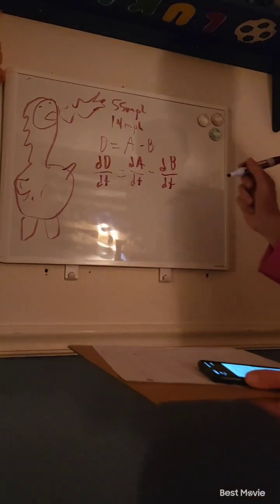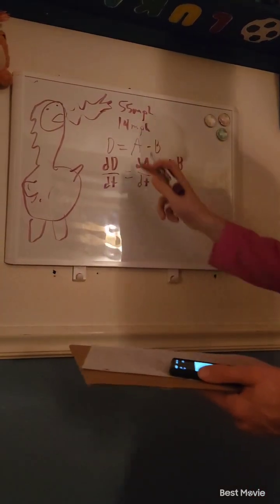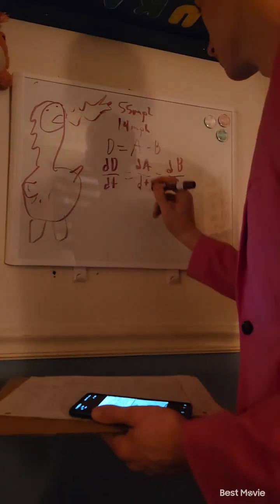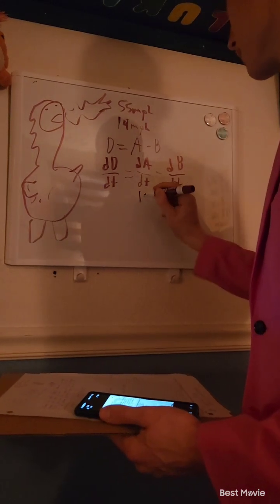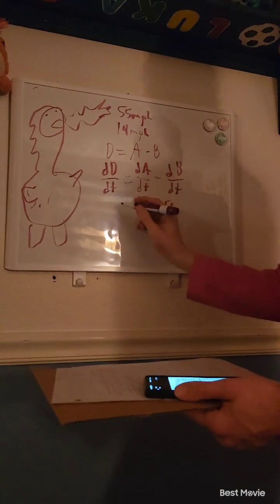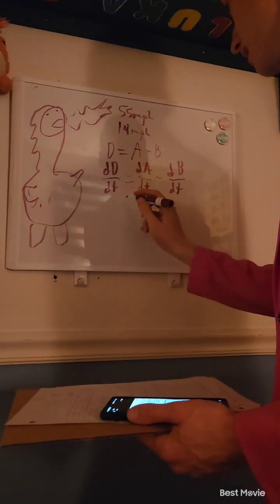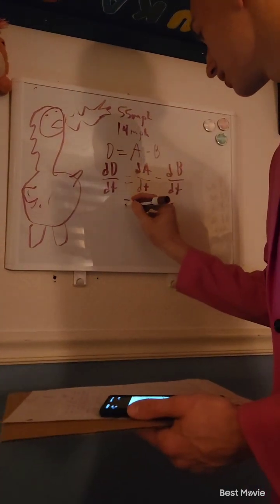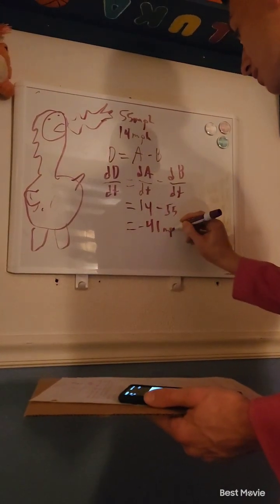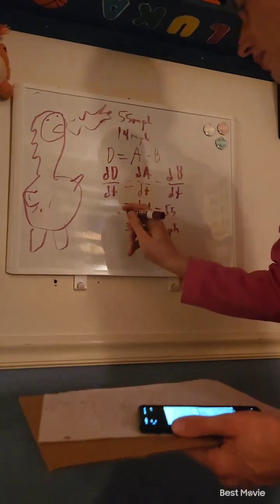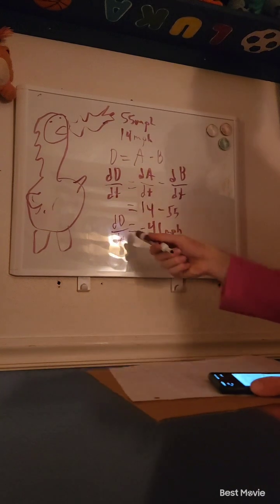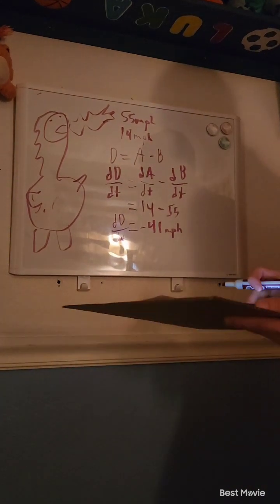Beautiful. And now we're going to take our known values, 55 and 14, and put them in here. So we have 14 minus 55, which will then tell us that it is equal to negative 41 miles per hour, which is the rate at which the distance is going. It is decreasing at negative 41 miles per hour.